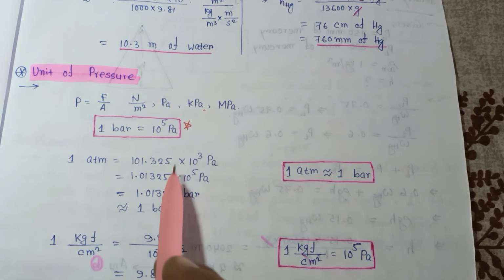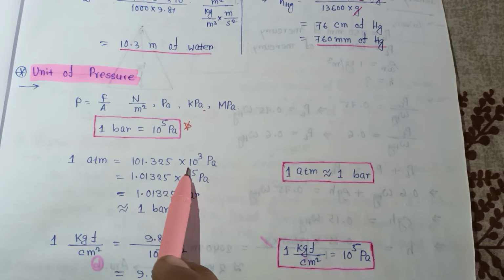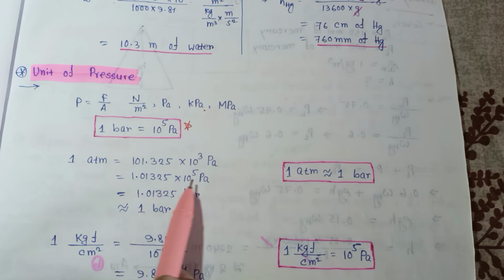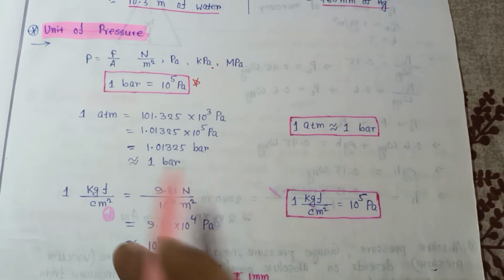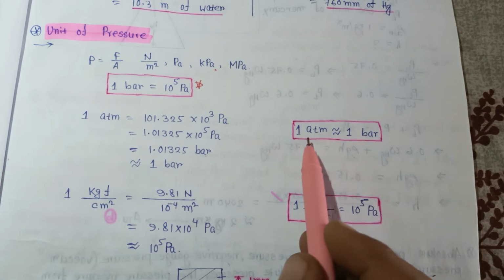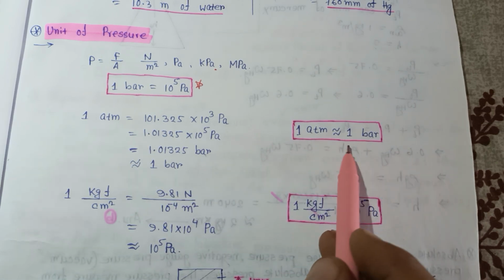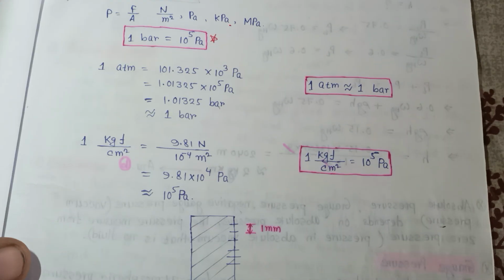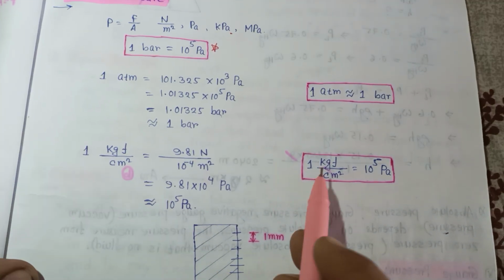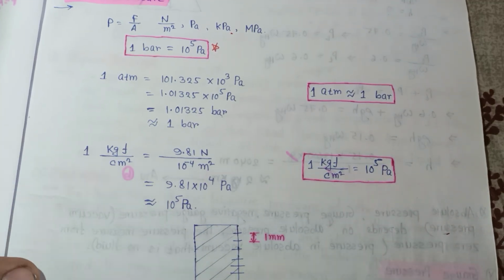Now 1 atmospheric pressure, we know that 101.325 × 10^3 pascal, that is equal to 1.01325 × 10^5 pascal, that is equal to 1.01325 bar, which is almost equal to 1 bar. So 1 atmospheric pressure is almost equal to 1 bar. Also, 1 kg per centimeter square is equal to 10^5 pascal.